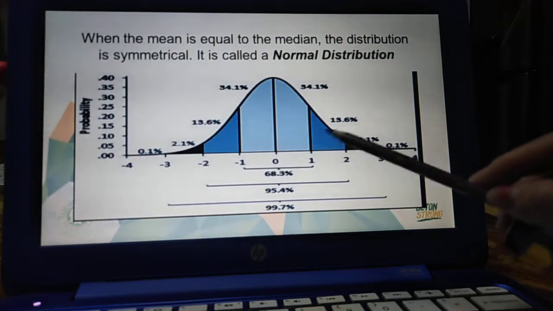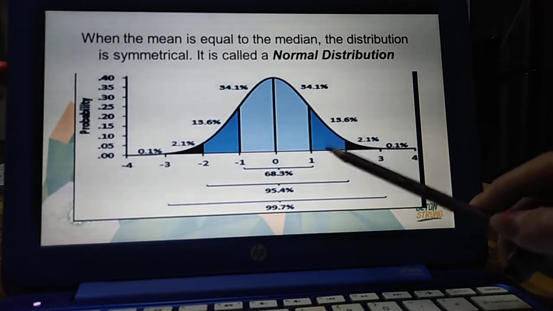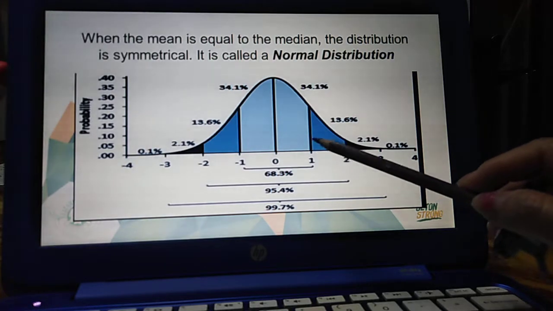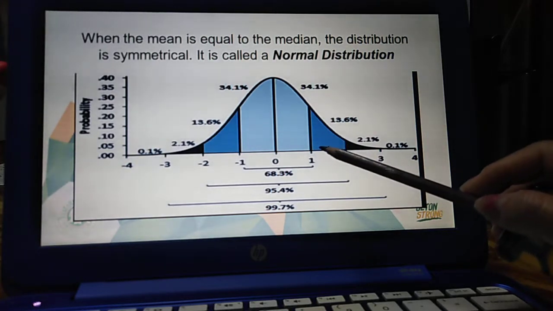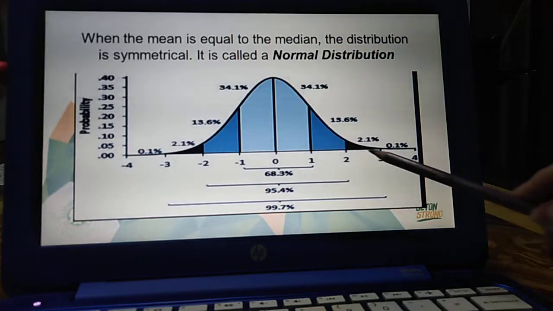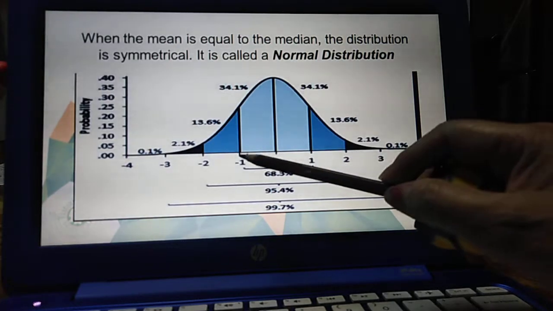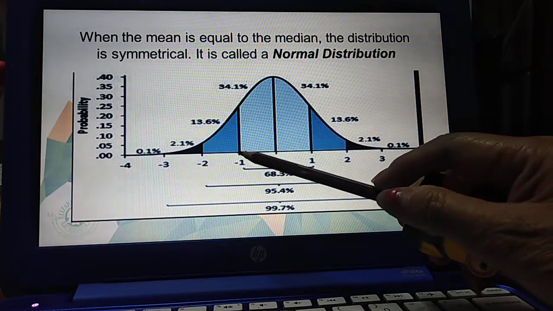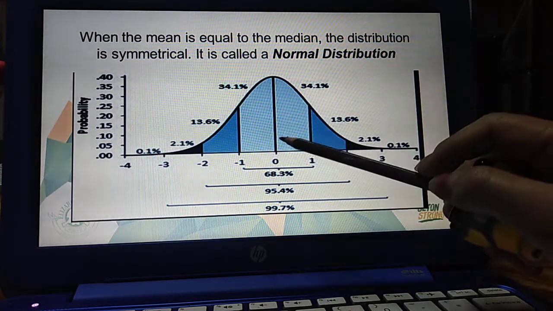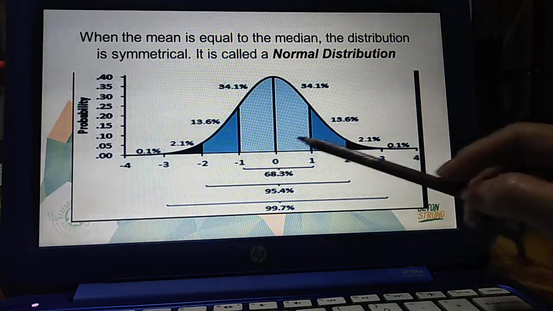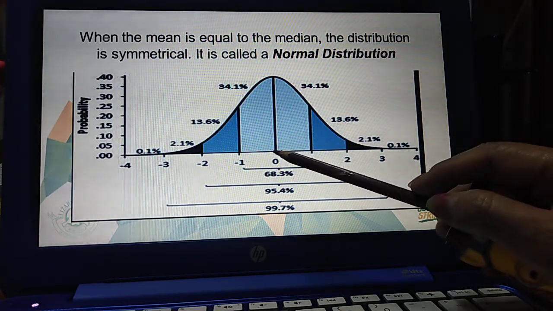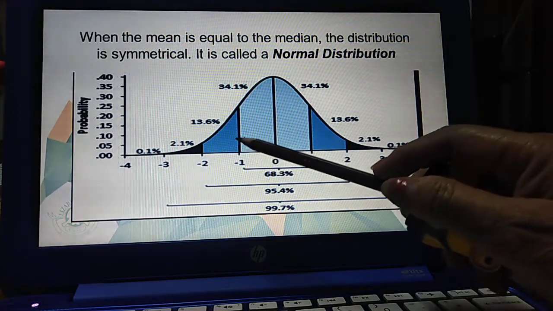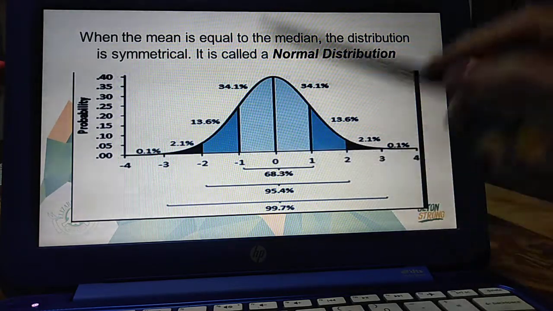That is our z-score. Whatever the z-score is, it only refers to the number of standard deviations away from the mean if it were positive. But if it were negative, like -1, this is 1 standard deviation below the mean. 1 is 1 standard deviation away from the mean. -1 is 1 standard deviation below the mean.